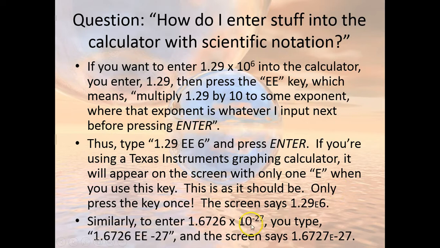Now, if you want a number with a negative exponent, well, you just enter it like that after the EE. So the mass of this proton in kilograms would be 1.6726 times 10 to the minus 27, or 1.6726, and you press the EE key. Just press it once, don't press it twice, because the key is EE, and then negative 27, and then press enter, and it would display on the screen, kind of like that.